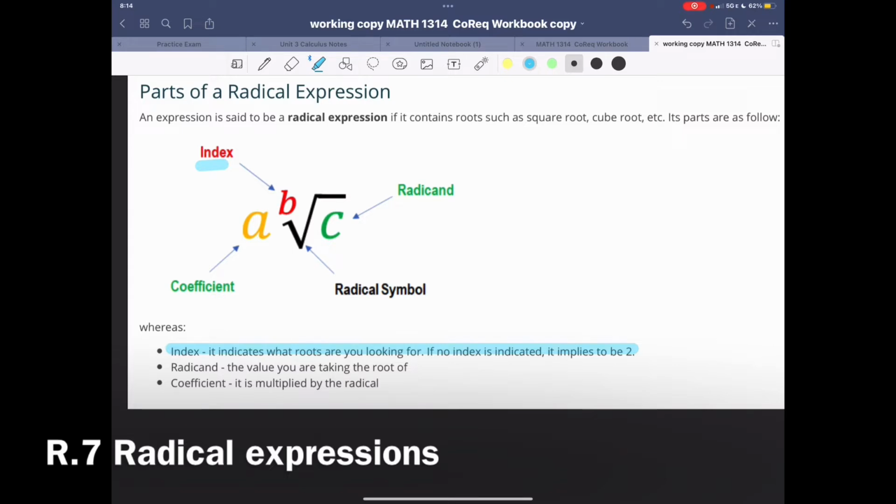Now you're taking the root of the radicand, and that's the number underneath the square root symbol. Usually this can be done with a calculator. And then lastly, in a couple of these questions, we're going to be talking about a coefficient, which is going to exist outside the radical. And that's going to be a number that has been simplified.